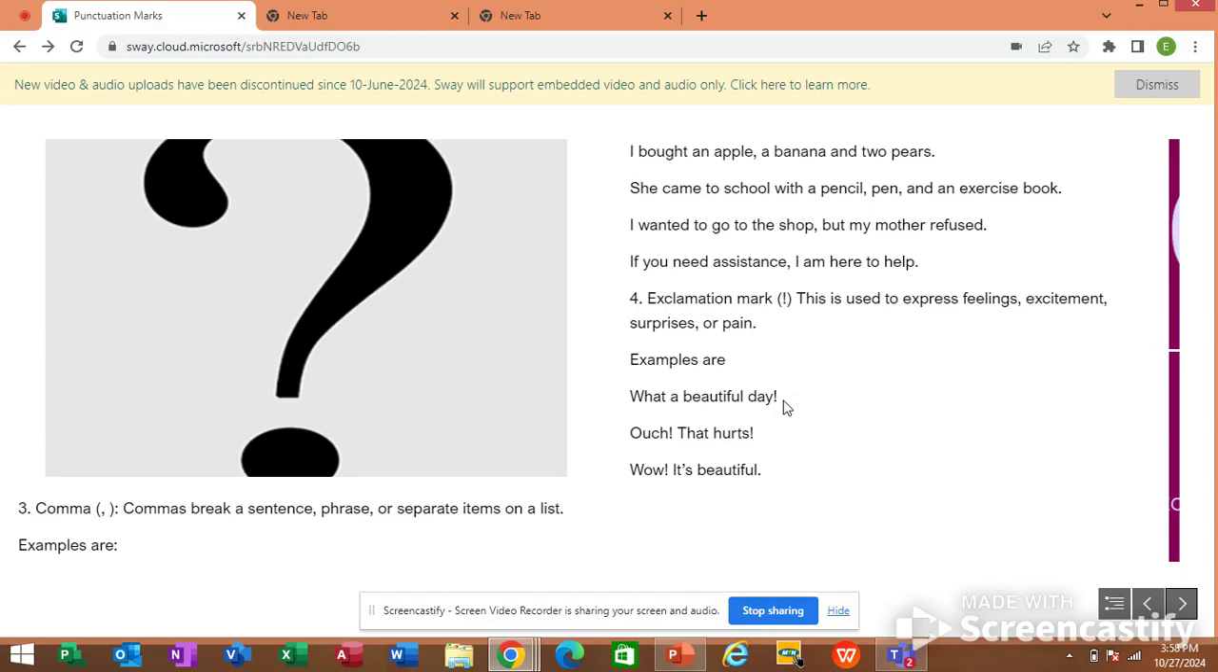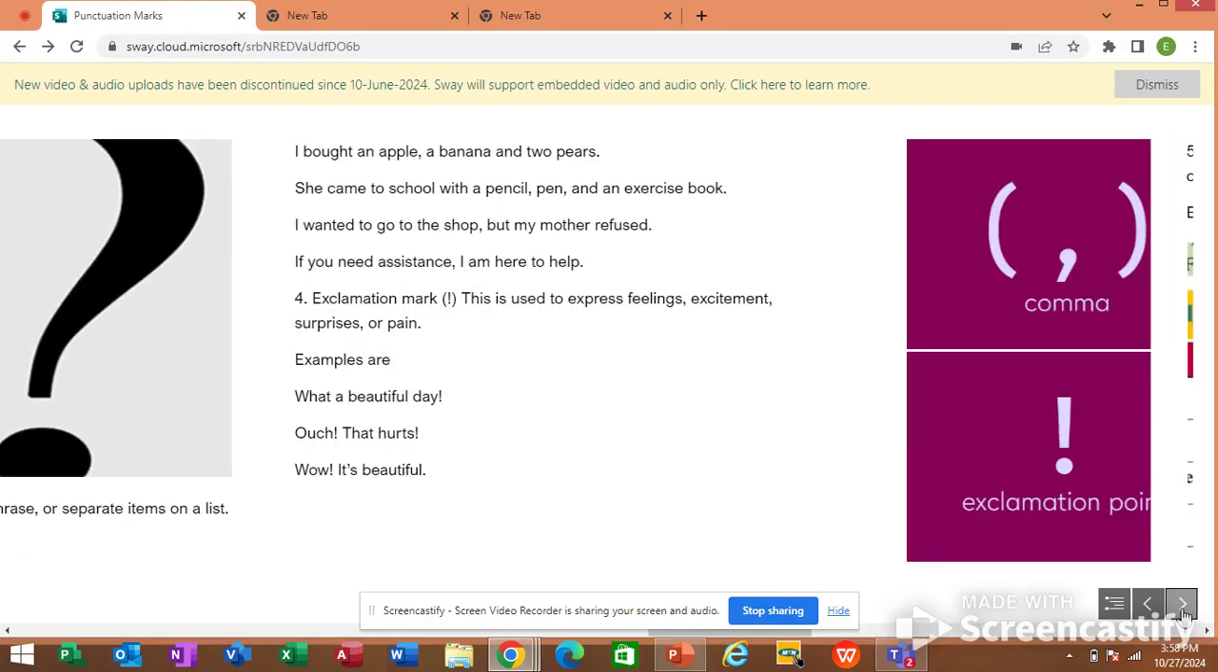The next sentence there to show exclamation mark is, "Ouch, that hurts!" You use an exclamation mark. So that's why I used an exclamation mark after my "ouch" to show it's a surprise. Then I have the next one, "Wow, it's beautiful!" Because it's a surprise, I used the "wow", and to show that that "wow" is a surprise, I had to use my exclamation mark. Let's look at the next one.